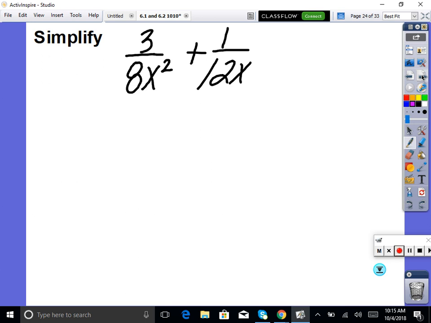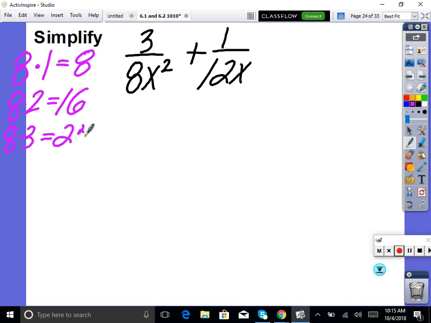I take the smaller number, which is 8, and I figure out its multiples. 8 times 1 is 8. Can I make 12 into 8? No. Moving on then. 8 times 2 is 16. Can I make 12 into 16? No. Okay, moving on. 8 times 3 is 24. Can I make 12 into 24? Yeah, so that's the one we'll go with. So we need this to be 24, so we're going to multiply by 3 over 3. Now we need 12 to be 24, so we're going to multiply by 2 over 2.